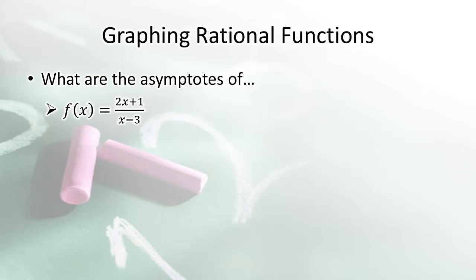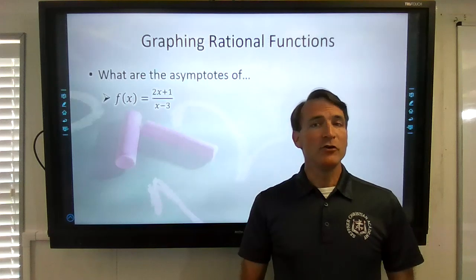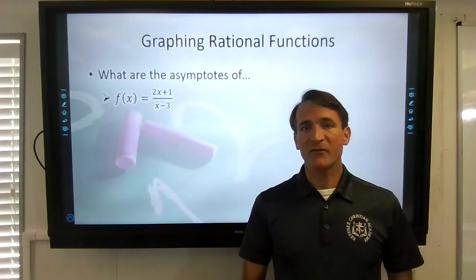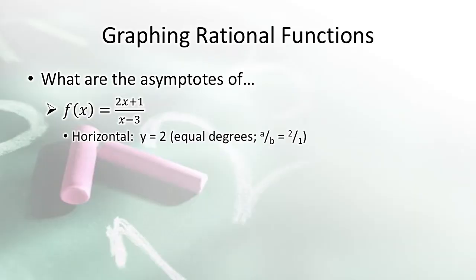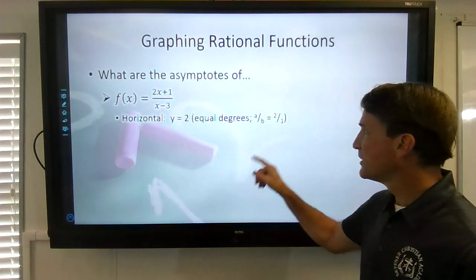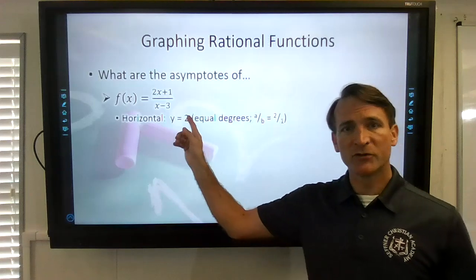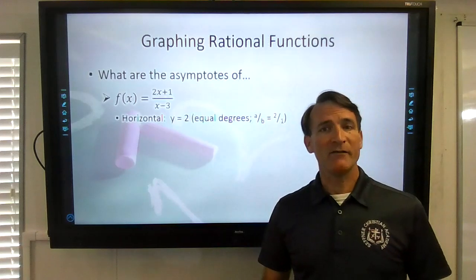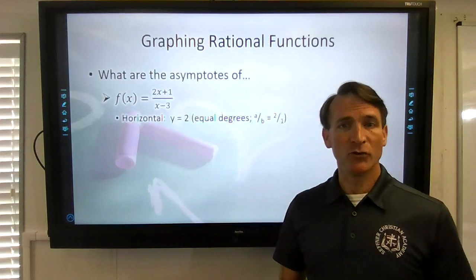Try f of x is equal to 2x plus 1 over x minus 3. Again, pause the video and come back when you're ready. Since my numerator and my denominator both have the same degree, that tells me that my asymptote horizontally is going to be located at a over b. So 2 over 1 would be equal to 2. So I'm going to have a horizontal asymptote at 2.